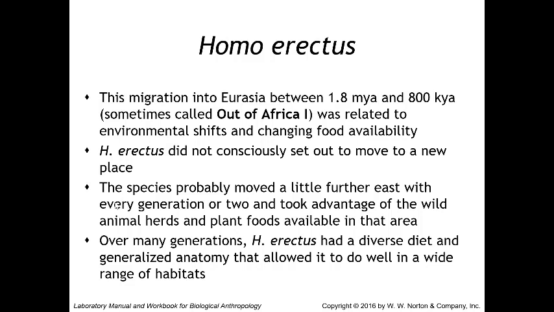The species probably moved a little further east with every generation or two. One generation would move east and settle there, then one or two generations would pass, they would decide they needed to move on again, and they would just continue doing that. So they were just moving farther and farther eastwards. They took advantage of the wild animal herds and plant foods available in the area. And over many generations, Homo erectus had this diverse diet and a generalized anatomy that allowed it to do well in a wide range of habitats.